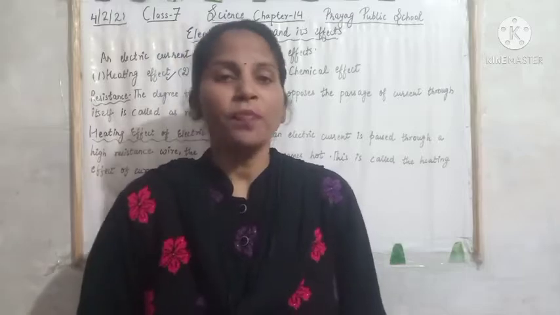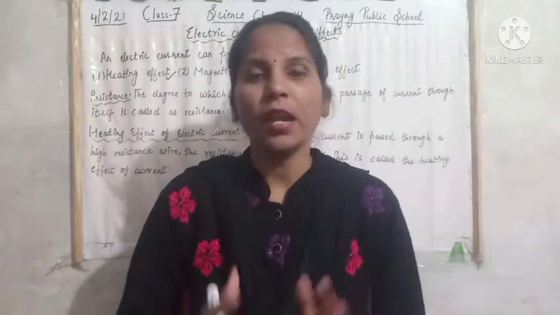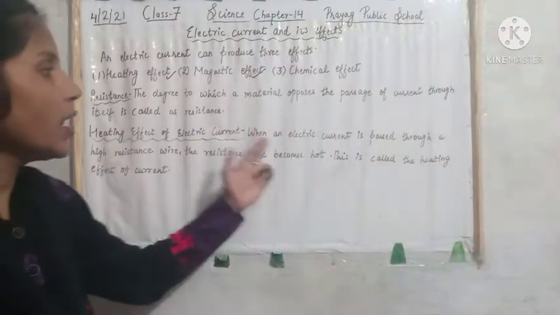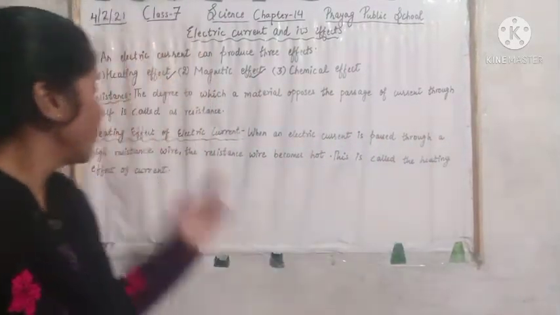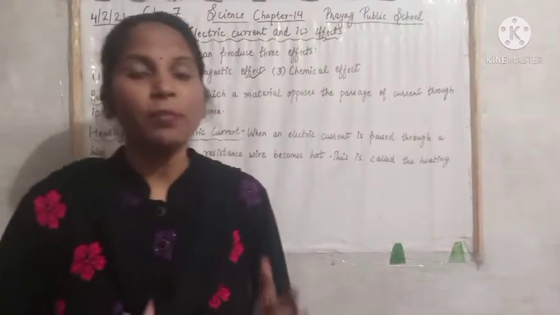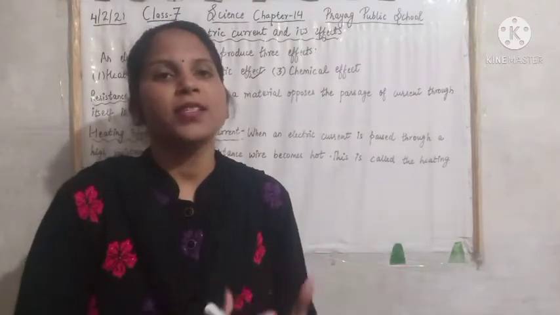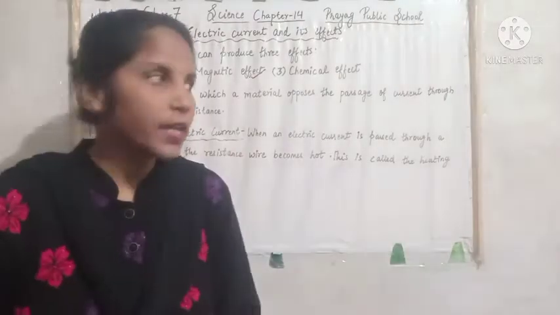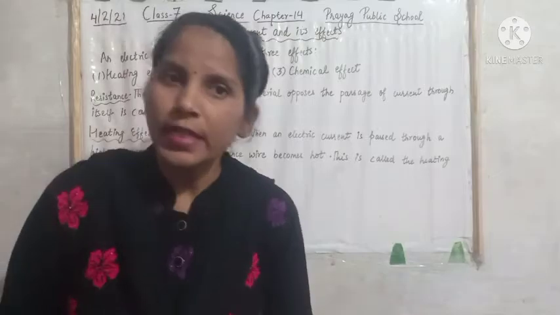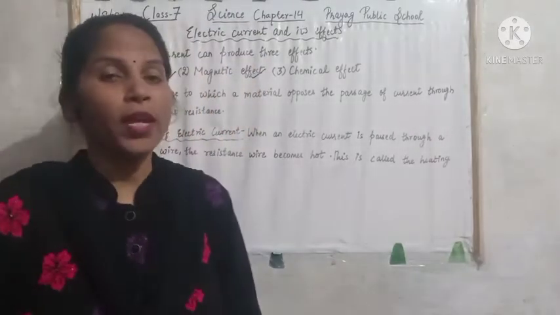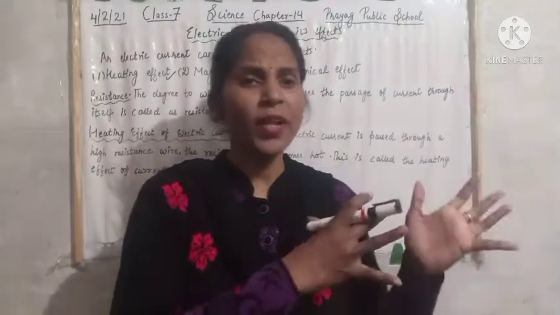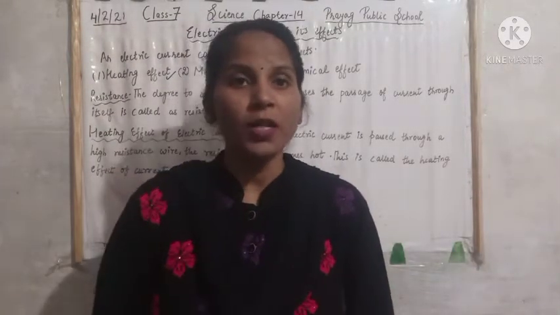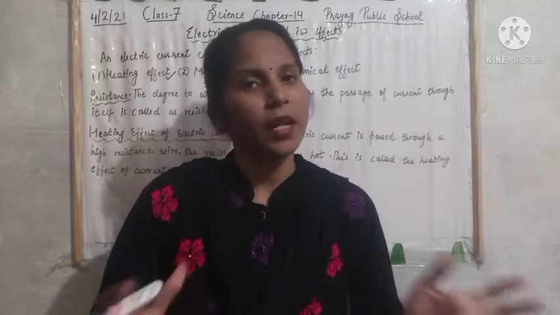Okay children, so let's proceed to the heating effect of the electric current. What is the heating effect of the electric current? When an electric current is passed through a high resistance wire, जब भी कोई electric current high resistance wire से pass होता है, then the wire becomes hot, and this is called the heating effect of current. Okay, so what happens in this? When current is passed through a high resistance wire, the wire becomes hot, thus creating the heating effect.